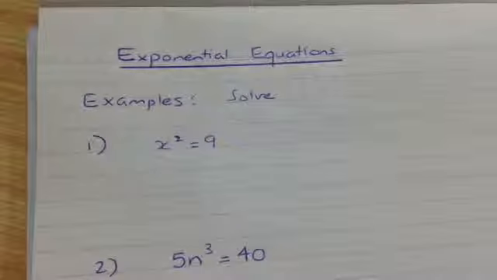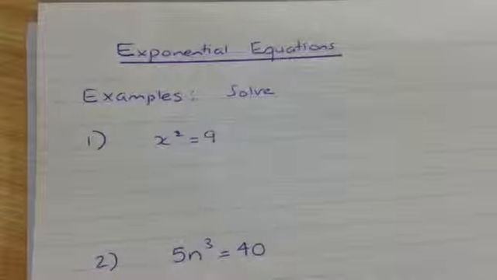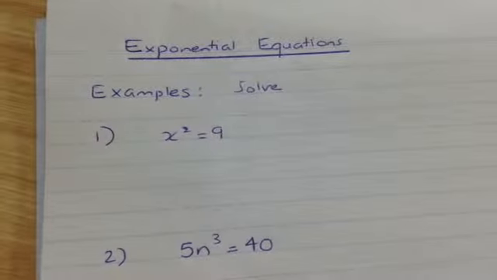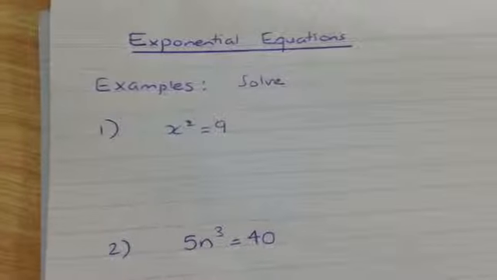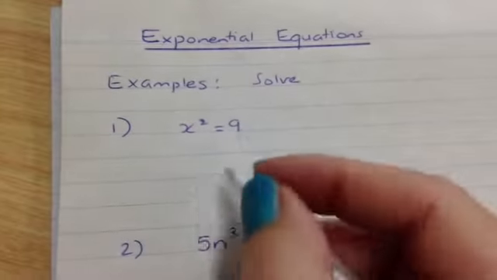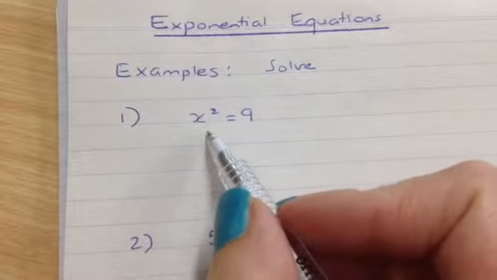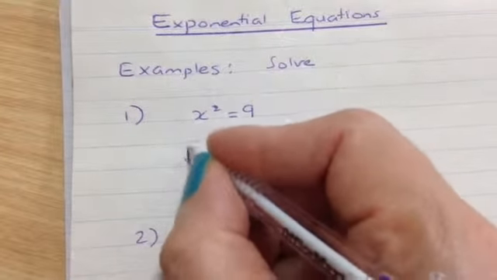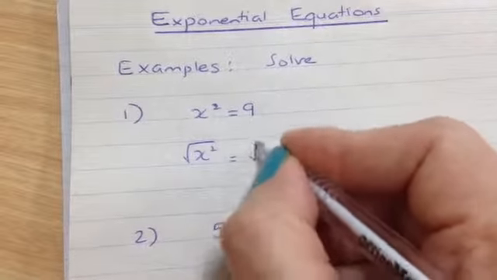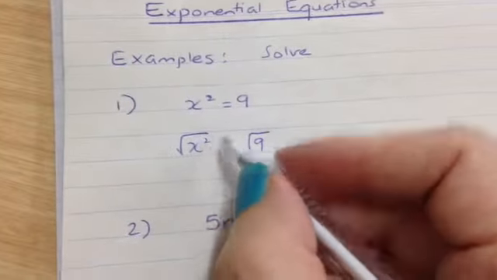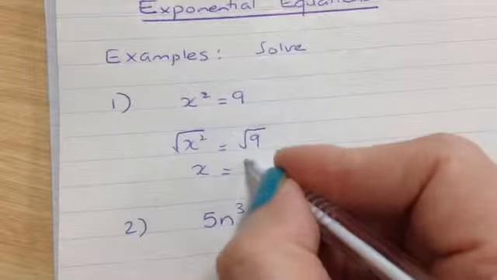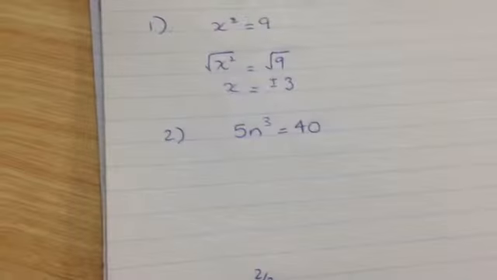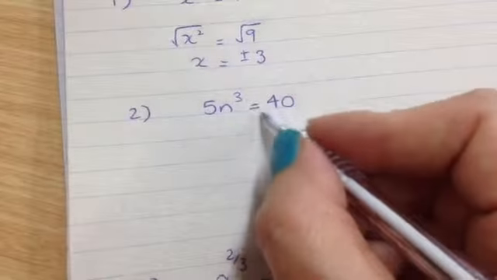Okay, these are the examples on exponential equations that you will need to look at before you do exercise 3.6. Alright, so the first question says x squared equals 9, so we have to solve it. Solve for x. If you have x squared, you want that to become an x, so you're going to take the square root of both sides. Okay, the square root of x squared will be x, and the square root of 9 is going to be plus or minus 3.